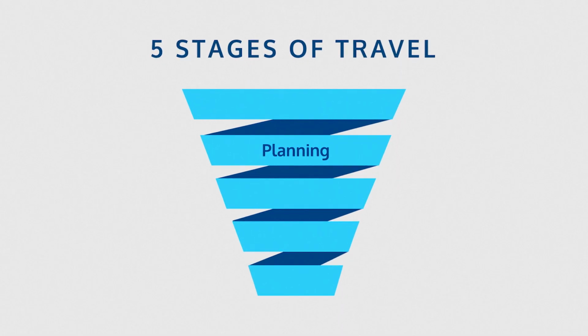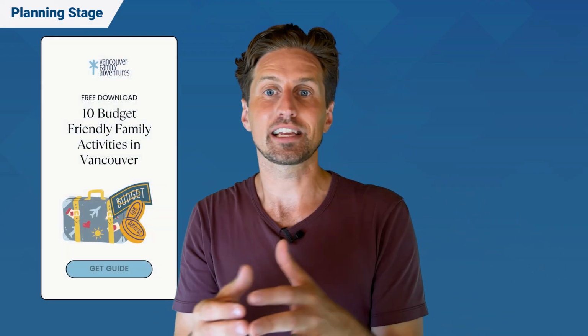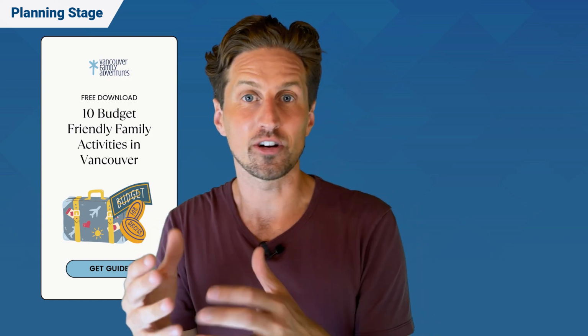Okay, now let's repeat this process for the planning stage, going through the V, I, and P. How can we be valuable through our marketing at this stage? Well, let's have a free downloadable guide on the website, 10 budget-friendly family activities in Vancouver. As they're getting into planning and organizing and thinking about where they're going to be staying, we know that one of their pain points from our guest deep dive is, hey, we have a bit of a budget here. We're always looking to find low-cost things to have a great time while we're on our holidays.